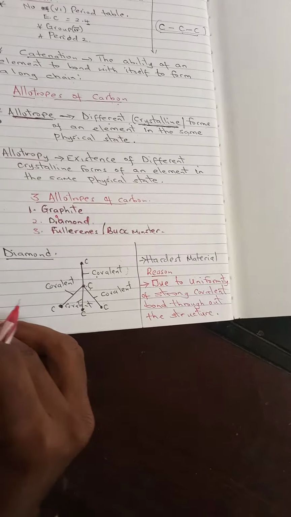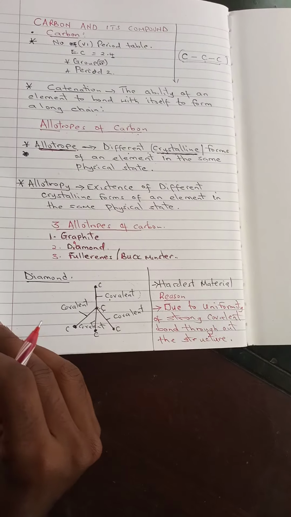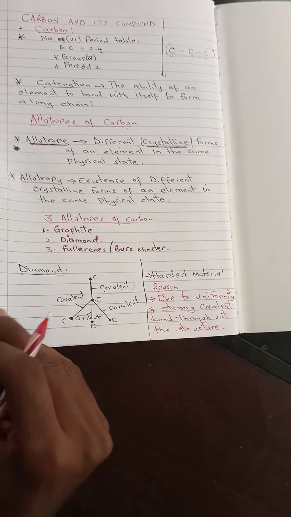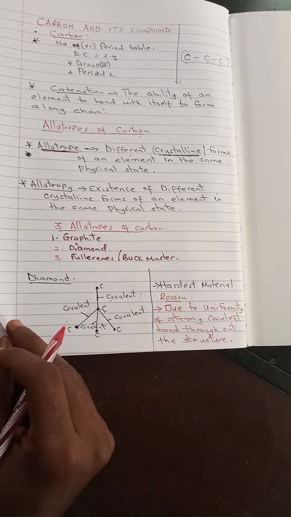So due to the uniformity of that strong covalent bond throughout the structure, we can say that this diamond is very hard.